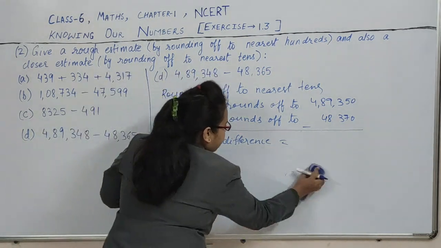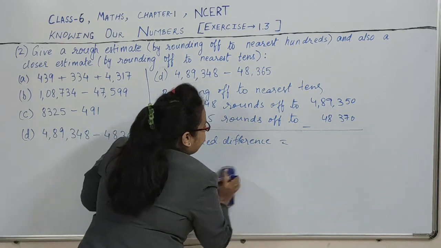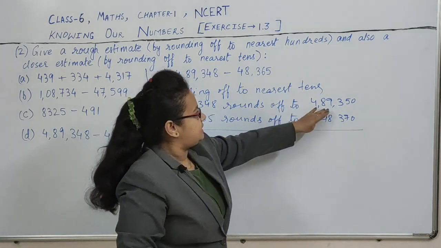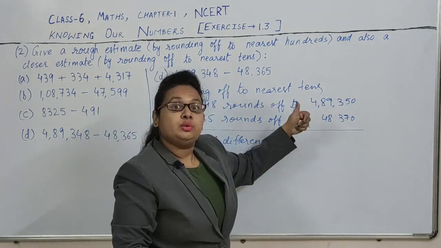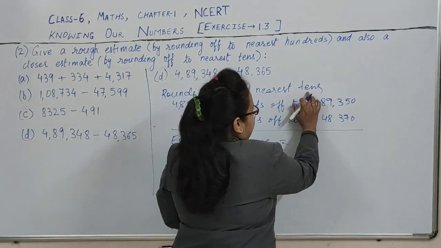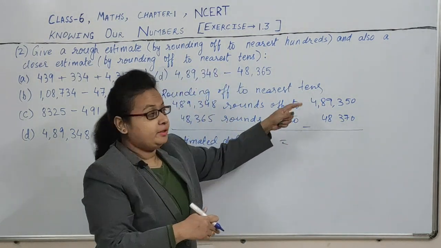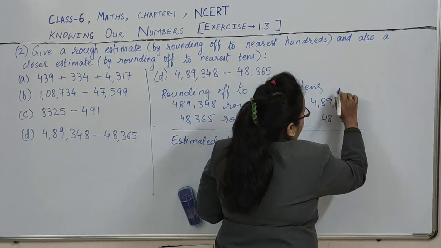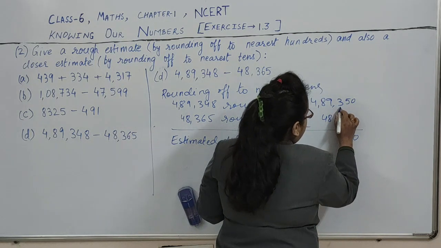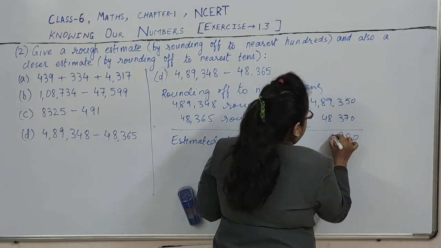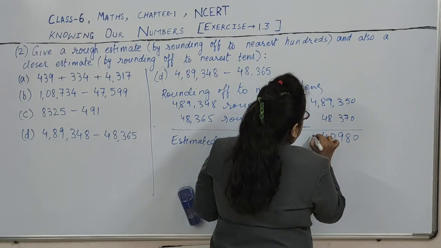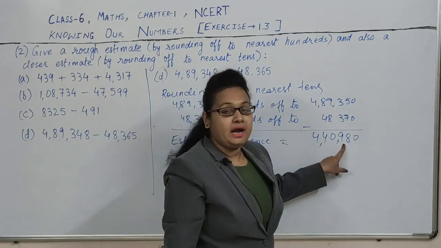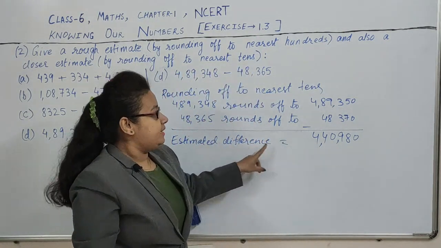Now we will do the subtraction. We will estimate the difference because these are the rounded off numbers. We have rounded off this number to this and this number to this, to the nearest tens. In this problem it is tens. Earlier we did it to the nearest hundreds. So now we will do the subtraction. 0 minus 0 is 0. 5 minus 7 not possible, so we will take one carry. 15 minus 7 is 8. This becomes 12, 12 minus 3 is 9. This becomes 8, 8 minus 4 is 4. This is 4. So this is 440,980. This is the estimated difference.